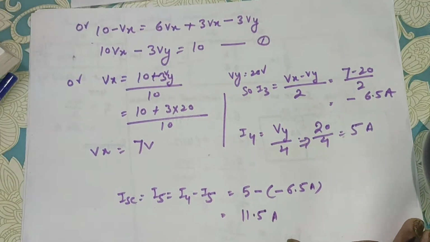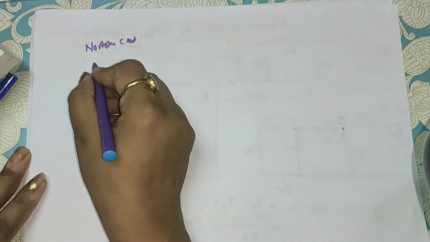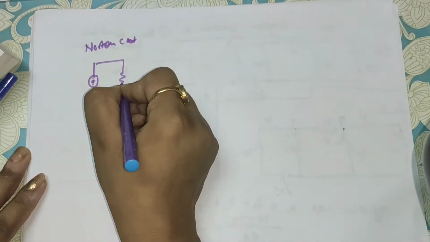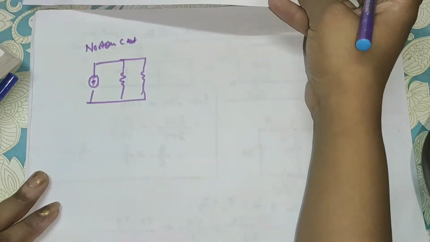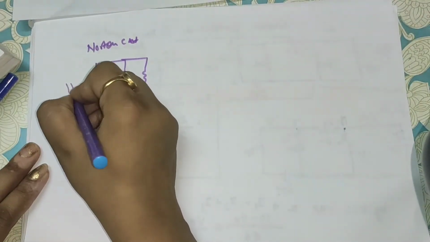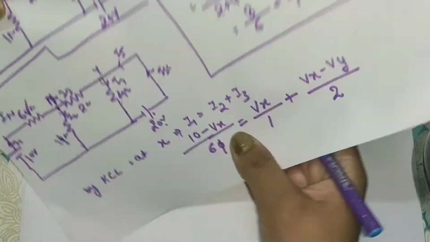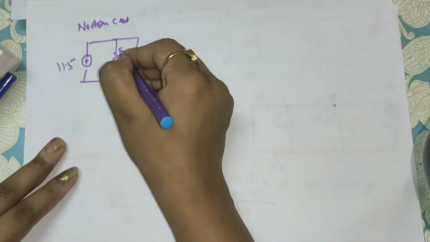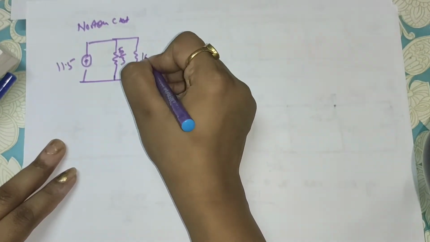Now what you have to do, you have to make the Norton circuit, that will be like this. RN you have, RL you have, ISC you got, that is 11.5. RN you found, that is 5 by 3 ohm, and RL you had, that was 10 ohm.